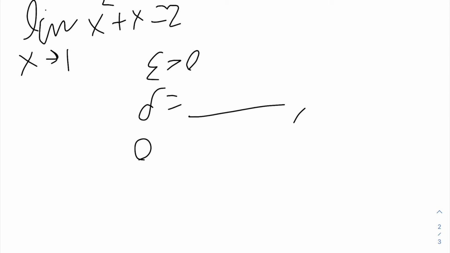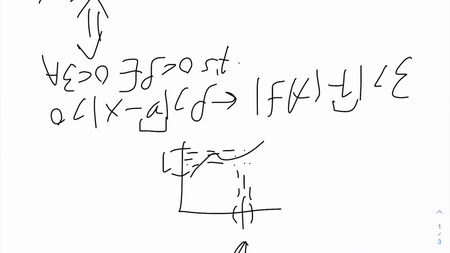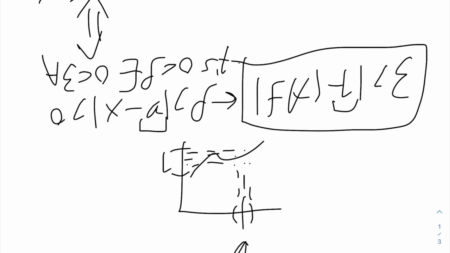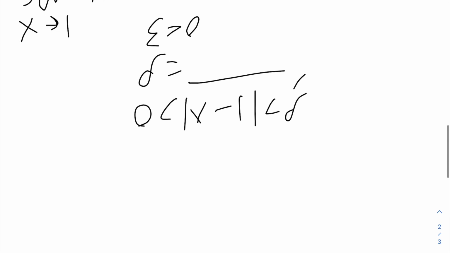So we have that, and then we assume our hypothesis that the distance between x and 1 is greater than 0 and less than delta. And then our goal is to show that the consequence logically follows, that we get this part using our assumptions: the distance between f of x and L is less than epsilon.